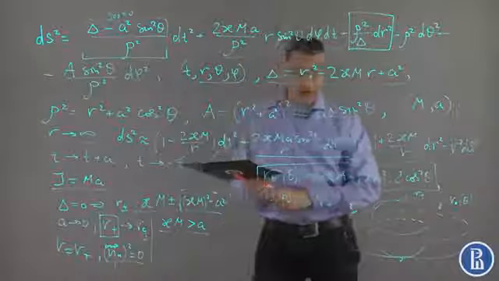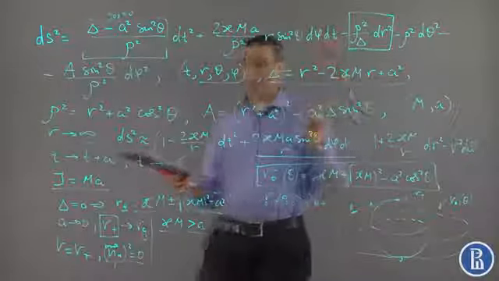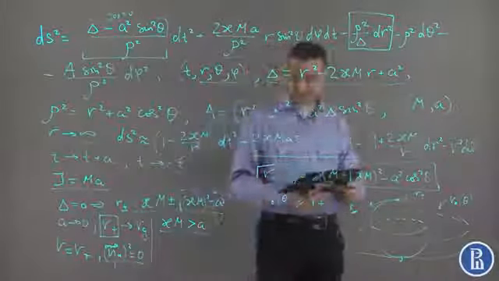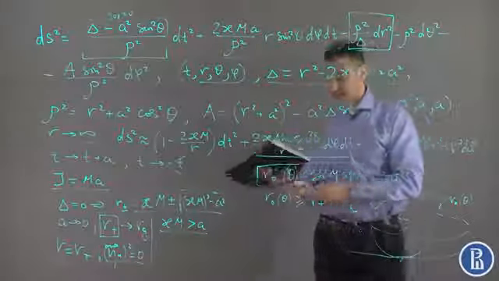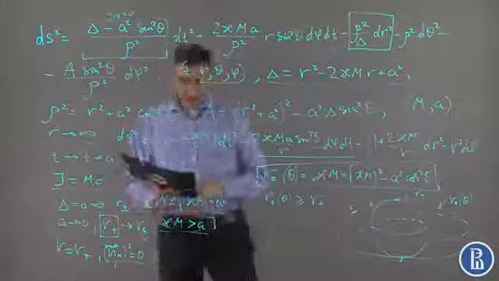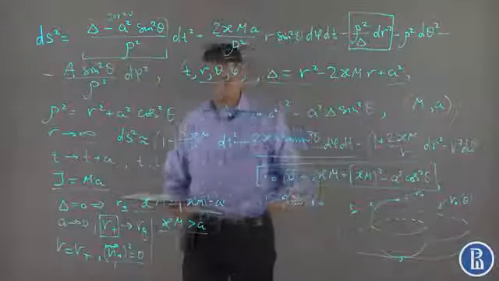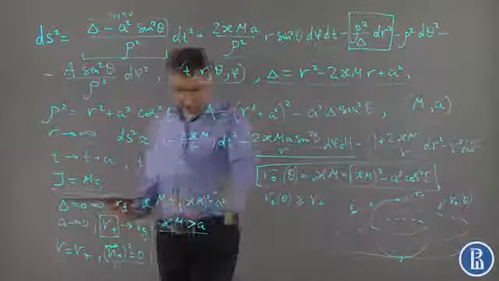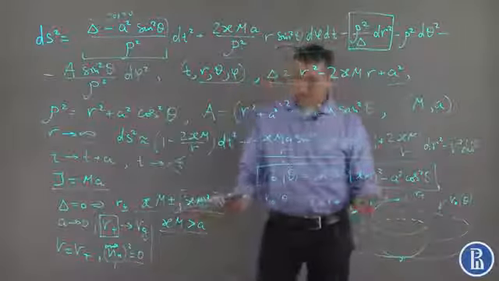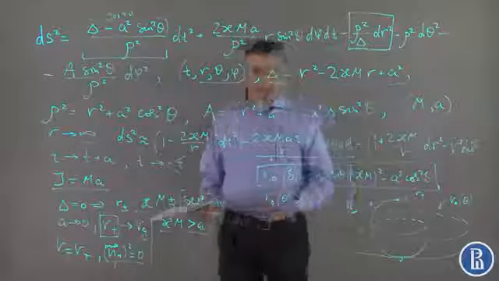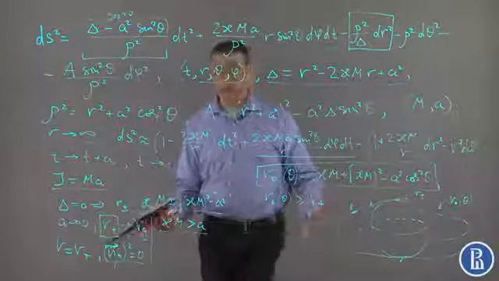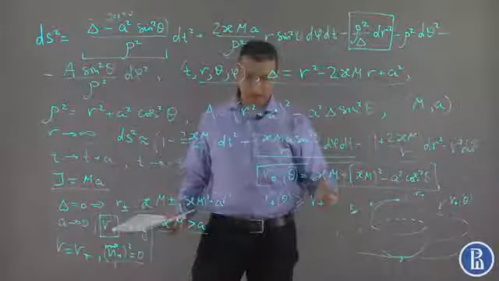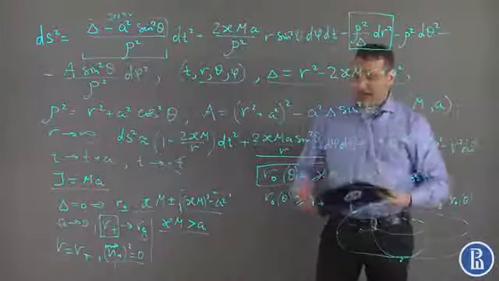And also, one can observe that this metric has closed time-like curves. So this is a rather unphysical situation. And we have a naked singularity, because there is no solution for this equation. There is no real r plus. It means that there is no horizon. But at the same time, we have a singularity. So this space-time has a singularity which is not surrounded by a horizon.